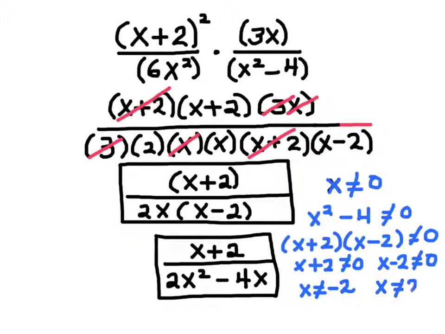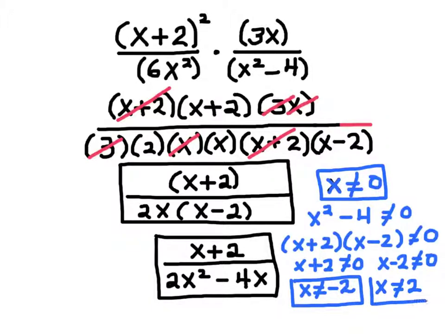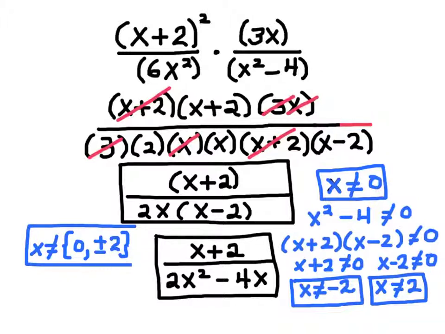So our restrictions are that x cannot equal 0, x cannot equal negative 2, and x cannot equal positive 2. Another way to write this is to say that x cannot equal 0 or plus or minus 2. This is set notation. And let's put a box around that. So these are our answers.